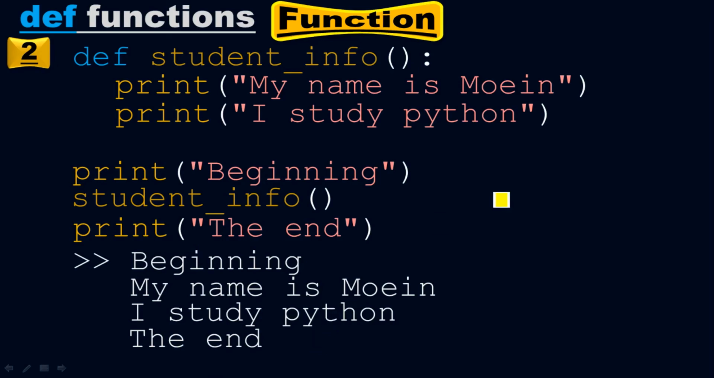So let me repeat it again. We have a defined function here, defined with a specified meaningful name, which is student_info. It's pretty clear from its name that we have the information of the students. So I included two print functions here: print of "My name is Moein", print of "I study Python". And then I put a space here. And then I include one more print function here, print of "beginning", and then the defined function student_info, and then the ending print function, print of "the end".